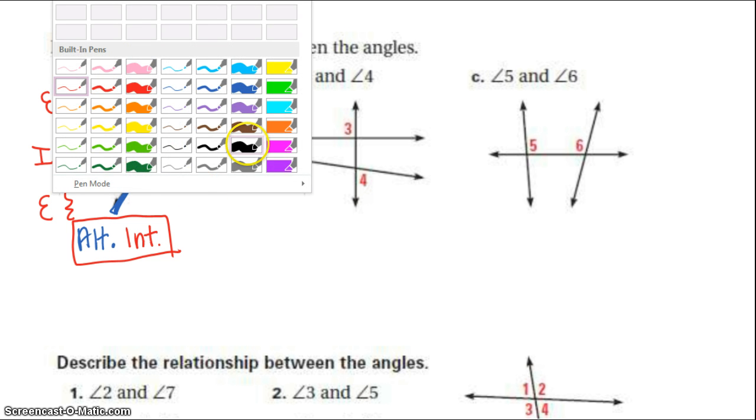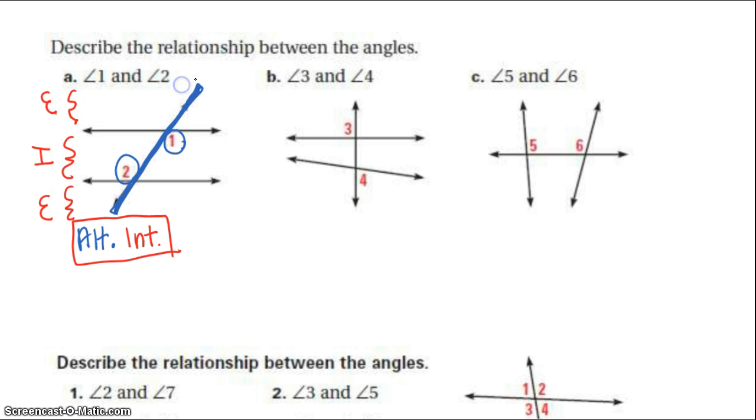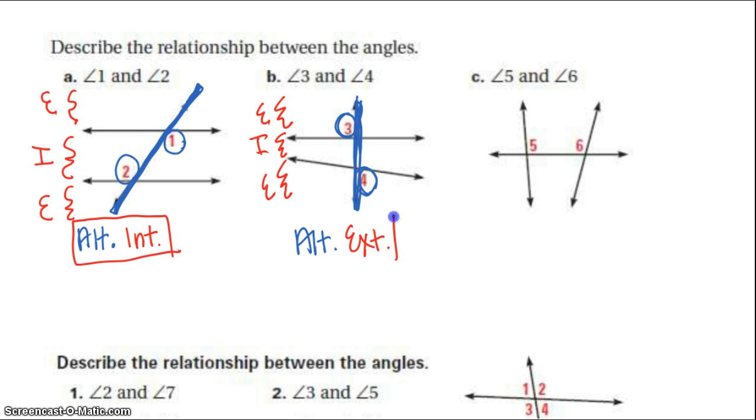Let's do that again on this next one. Let me grab my blue. So we have 3 and we have 4 and we have our transversal. Are they alternating around it or are they on the same side? They're alternating around it. So the next question you ask yourself then, are these angles on the exterior or on the interior? Exterior or interior? And they're on the exterior. So they're alternating exterior angles.